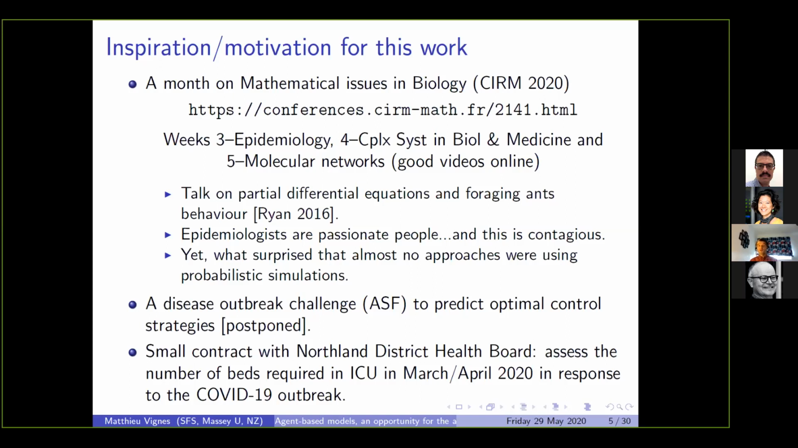And week number 5, well, maybe I would advise you to look at the videos online on the CIAM website. You would see a very good lecture of Keyman, who talked to us about a modeling of molecular networks. So yes, going to talk very briefly about one talk. Was quite impressed, maybe because that was one of the talks where I wasn't asleep. It was on a modeling through partial differential equations of foraging ants.